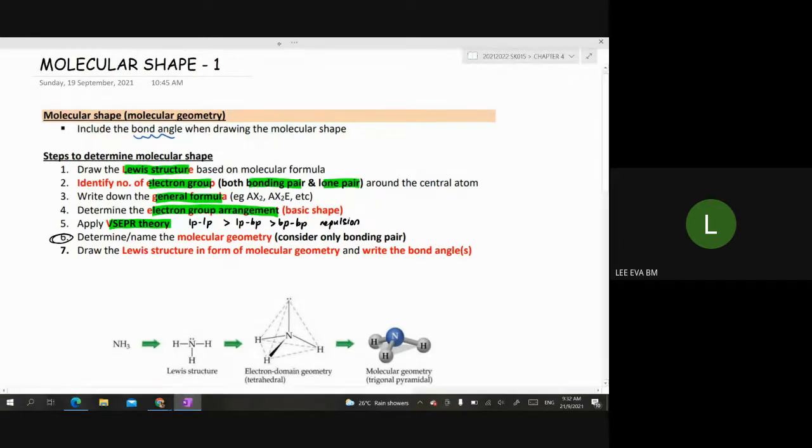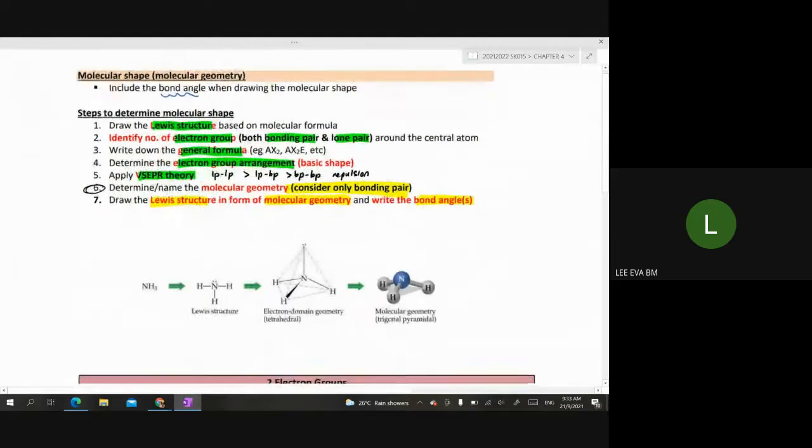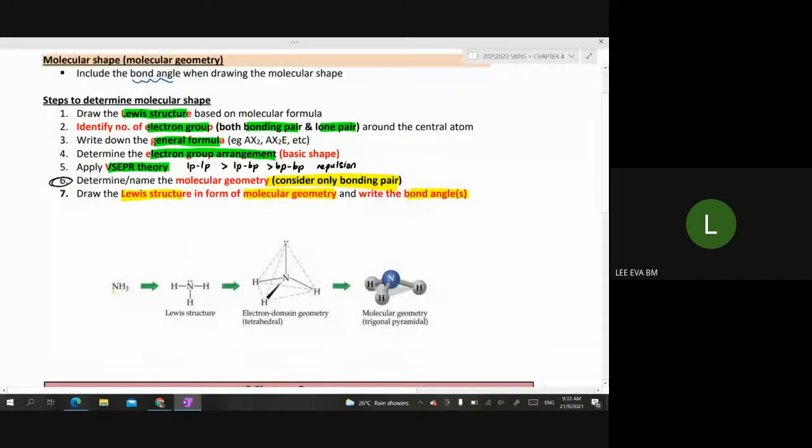Okay, so I want you to highlight also for this one. I'm using a different color. For molecular shape, we only consider bonding pair. Okay, Madam will show you how it is. And last one over here, draw the Lewis structure in the form of molecular geometry with the bond angles. Okay, so this is a very general guideline lah. You're starting from the formula, you draw the Lewis structure, then you identify.